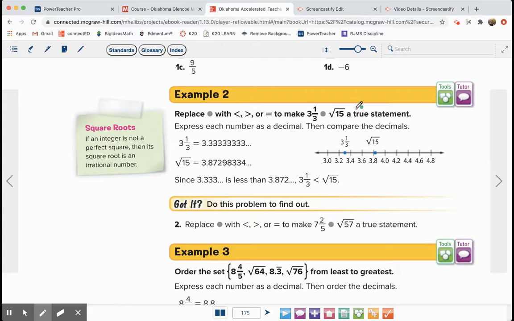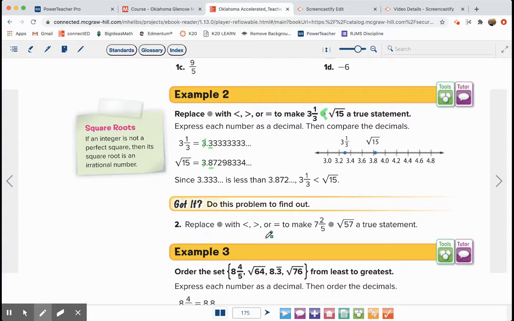So then the square root of 15, if you plug that into your calculator, you get 3.87298334, and so on. So when we're comparing these, okay, they both have 3 for a whole number. So we look at the first number behind the decimal. I have an 8 and a 3, so 8 is bigger. So that means the square root of 15 is bigger. So we put a less than symbol because 3 and 1/3 is less than the square root of 15.